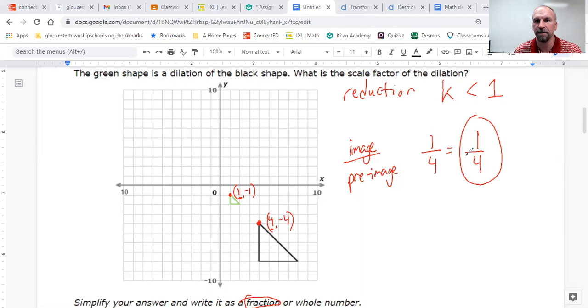Done. Ta-da. If I had done the y coordinates there, I would have done -1 divided by -4, which is still positive 1/4 because negative divided by negative makes it positive.